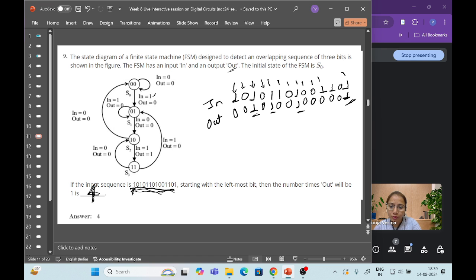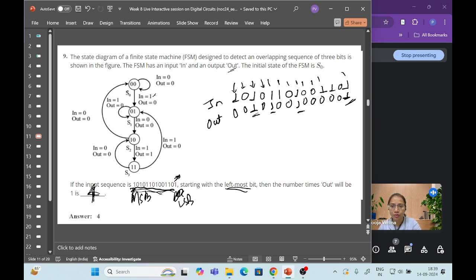So we need to take from this side. Leftmost bit means this one is the rightmost bit. This one is the MSB, the most significant bit, and this is the LSB, but here it is given as the leftmost bit. So we will take from the leftmost.